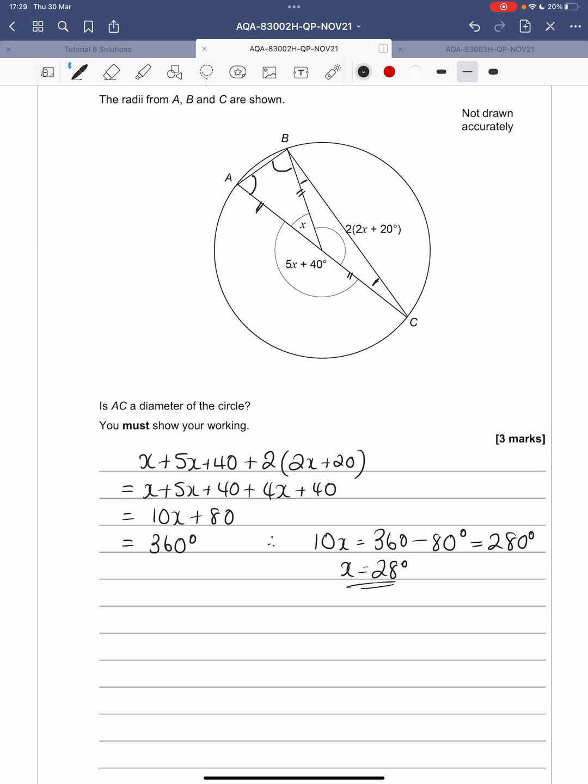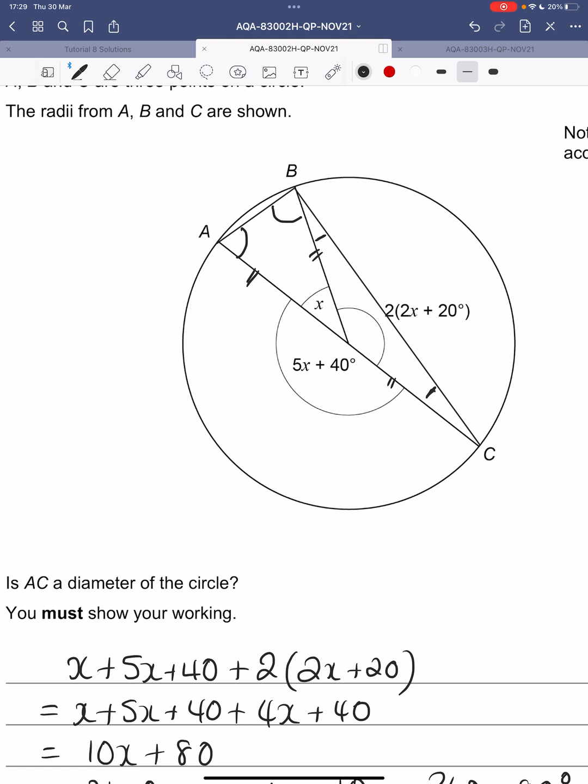Okay, so I'm going to put on some 28s. Put on lots of things. That's going to be a 28 there. This one here, 5 times 28 is 140 plus 40, 180. And then this one is 56, 66, 76 times 2, 76, 140, 152. And they all add up to what they should do. 180 around there, 180 there, and 28 and 152.